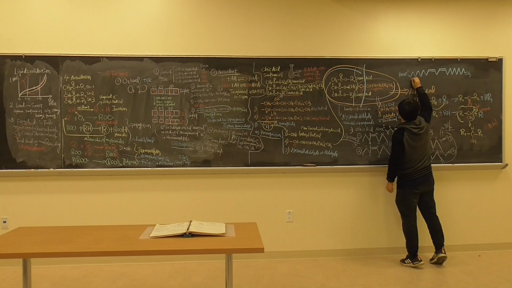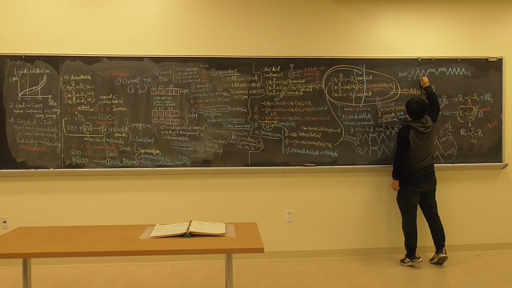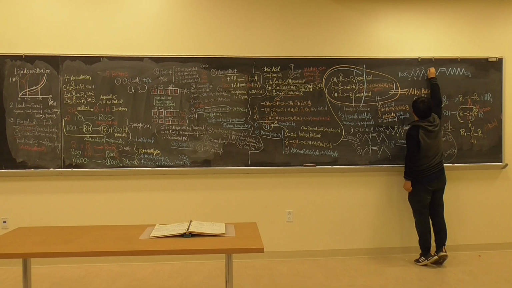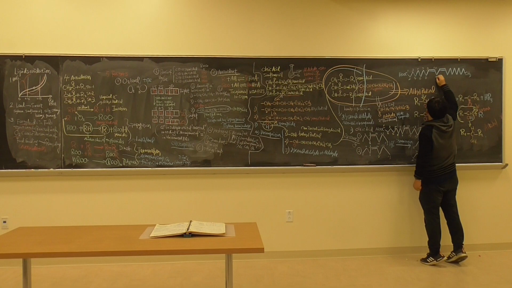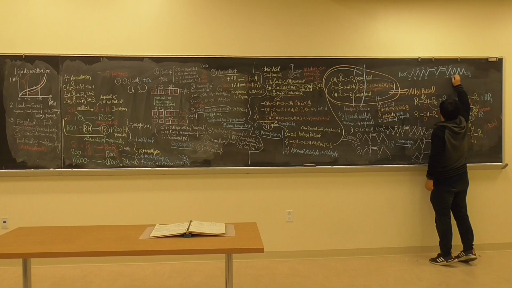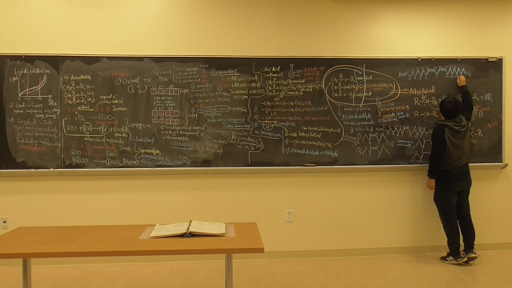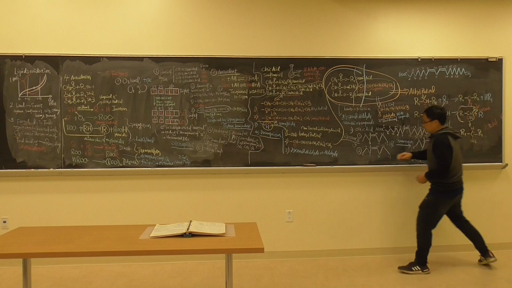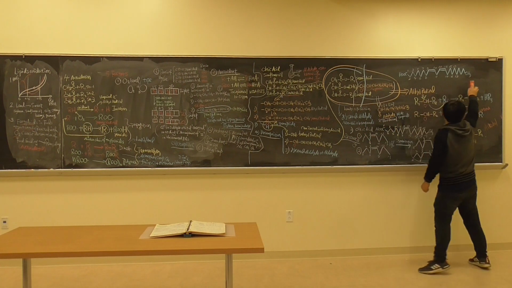So, 1, 2, 3, 4, 5, 6, 7, 8, 9, 10, 11, 12, 13, 14, 15, 16, 17, 18. That's too much. So this is go.